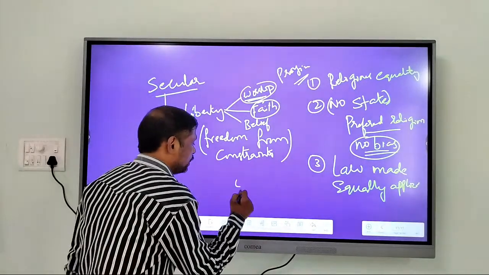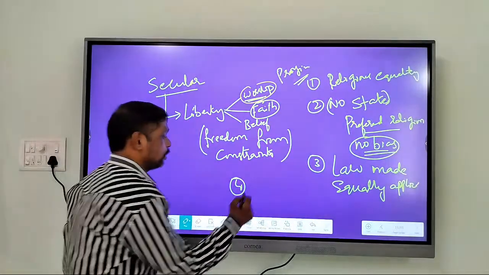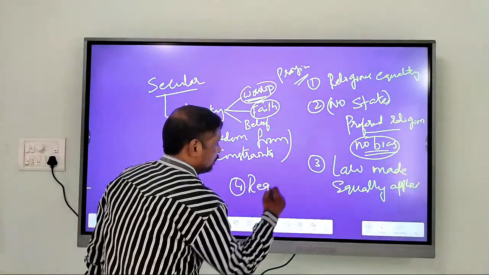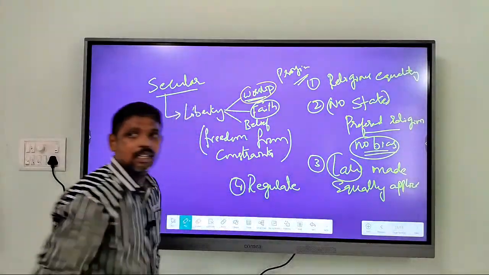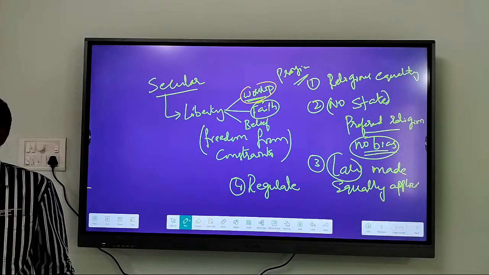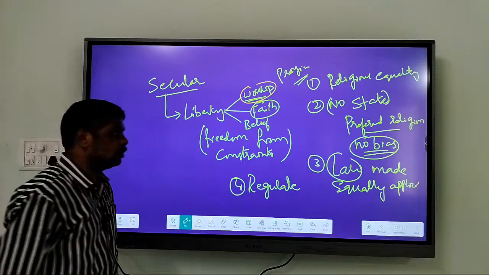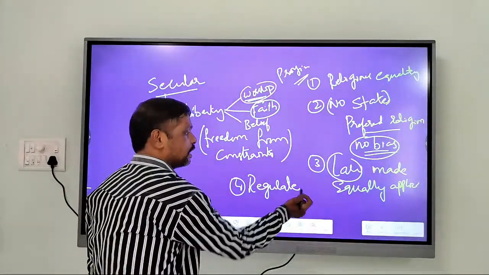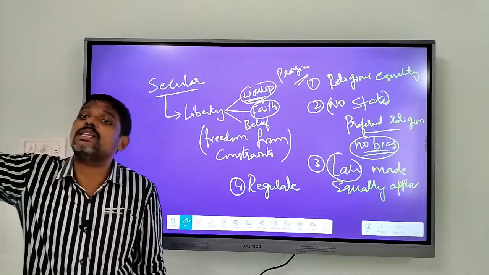So another meaning of this is the power of the state. The state has every power to regulate religion. This regulation is done by way of laws. The state can make laws for regulating religion. Regulation of Jallikattu too, the recent debates, right? So the state has every power to regulate religion. That is, the state promotes as well as regulates all the religions.